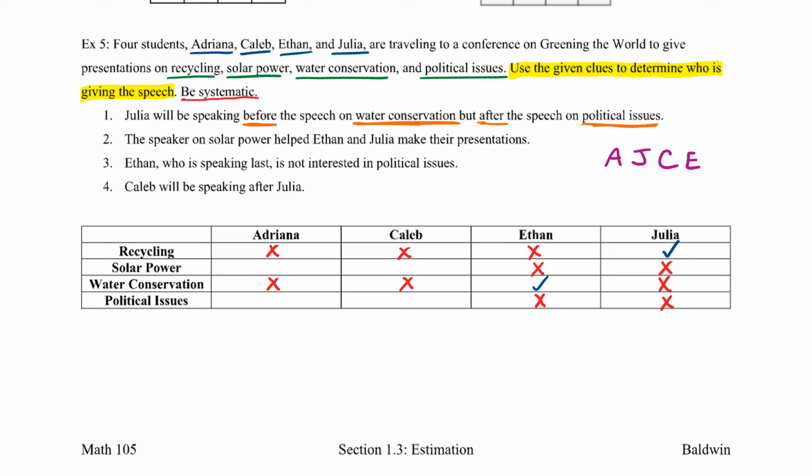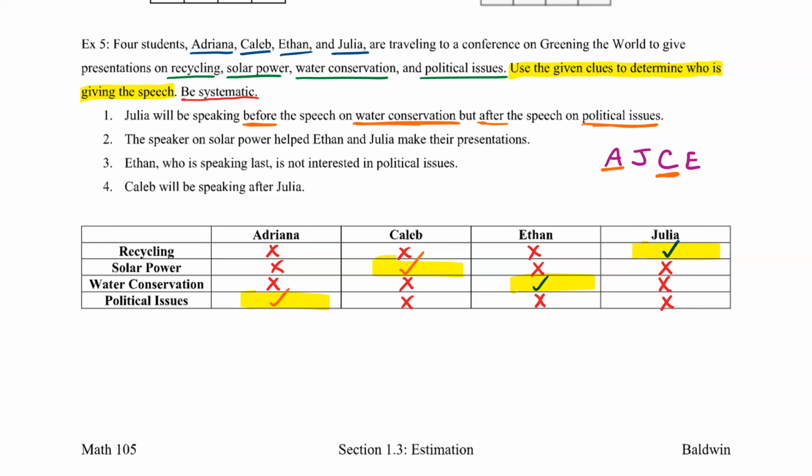So let's look at who's before. That would be Adriana. Adriana is before Julia, but that means that is the speech on political issues because Julia is going after that person. So that means Adriana is doing the speech on political issues, and then Julia is before water conservation. So Julia is before Caleb, which means Caleb has to be water conservation. So that means we have our final answer.